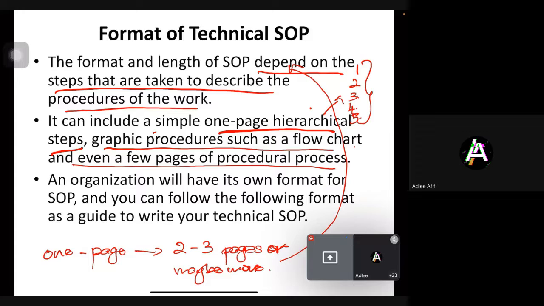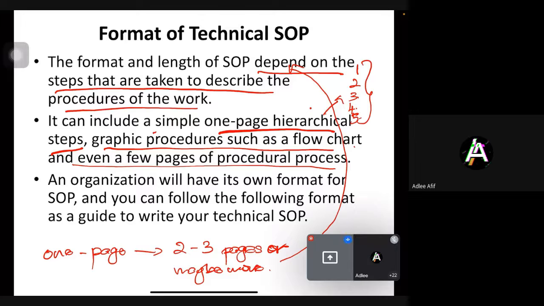An organization will have its own format for SOP, and you can follow the following format as a guide to write your technical SOP. Just to explain to you, previously we had a discussion with people from the industries, and one of them is from Mercedes-Benz, Pekan. We discussed the possible contents that we need to teach you. The representative from Mercedes-Benz showed us the template of the SOP being used.